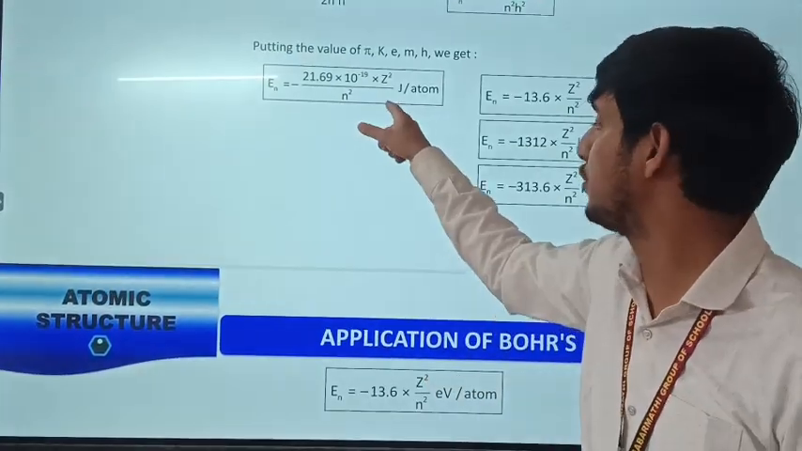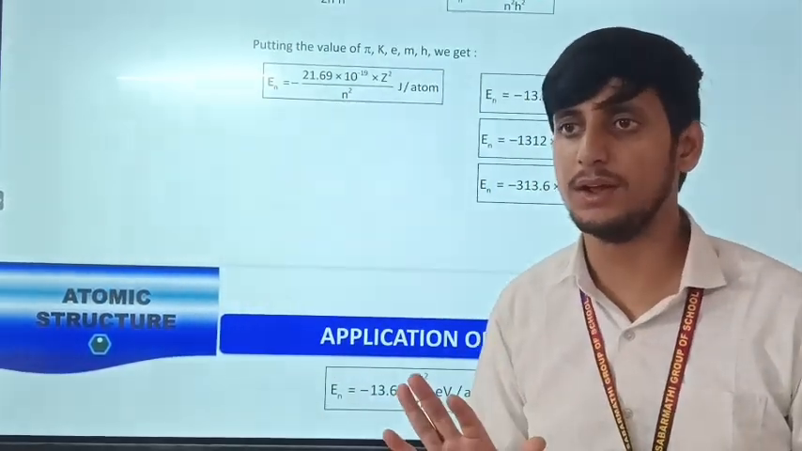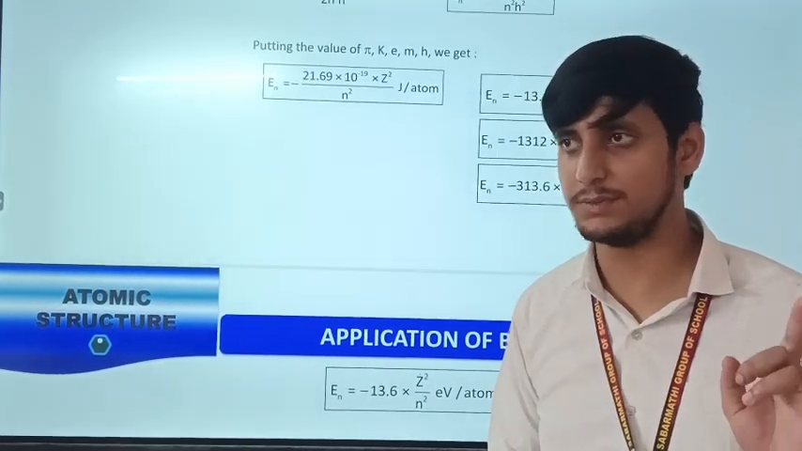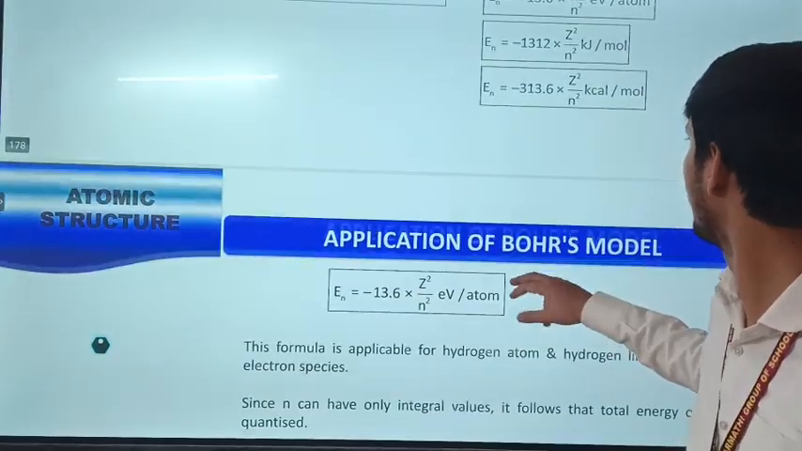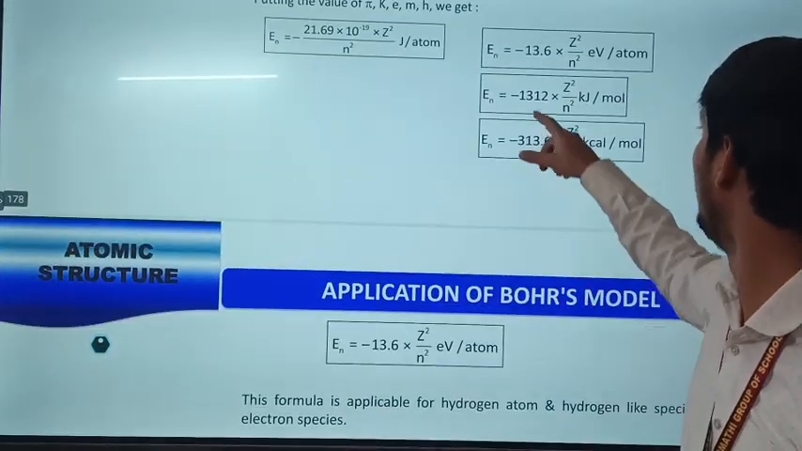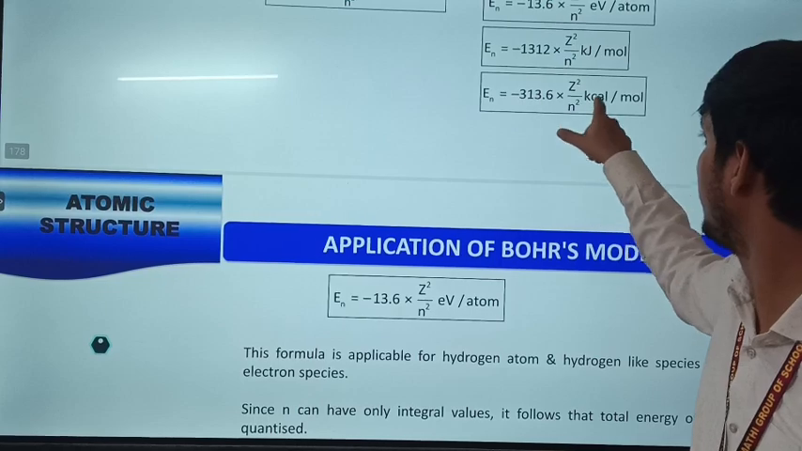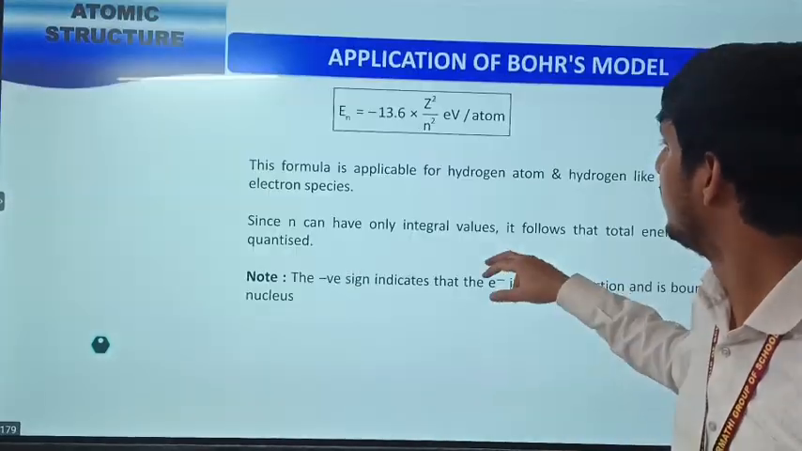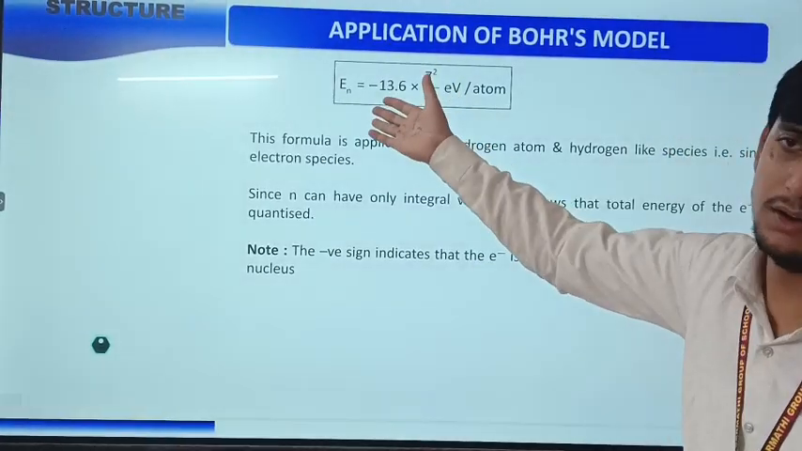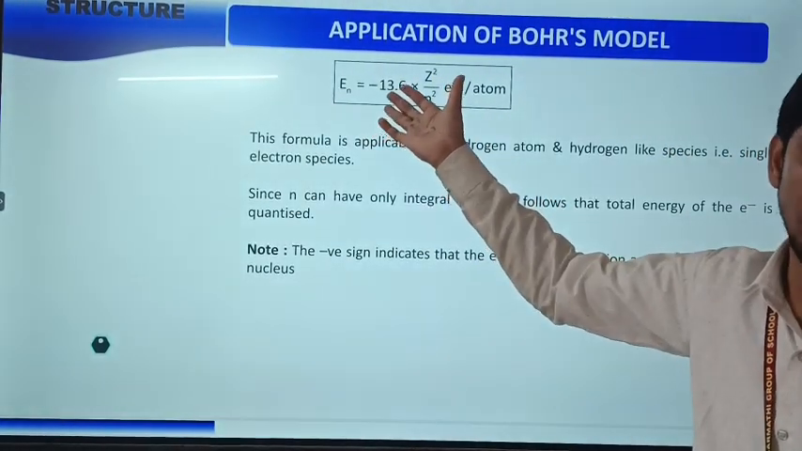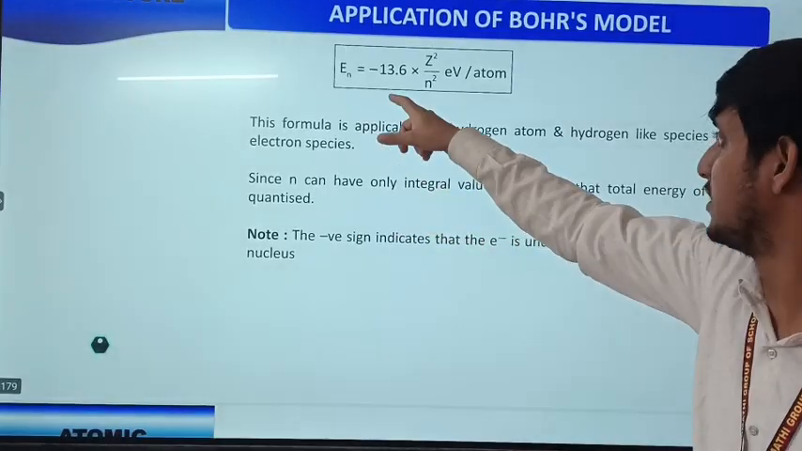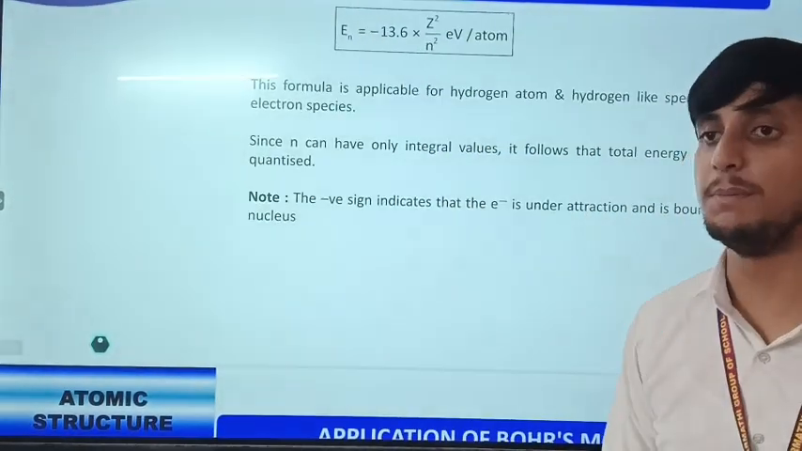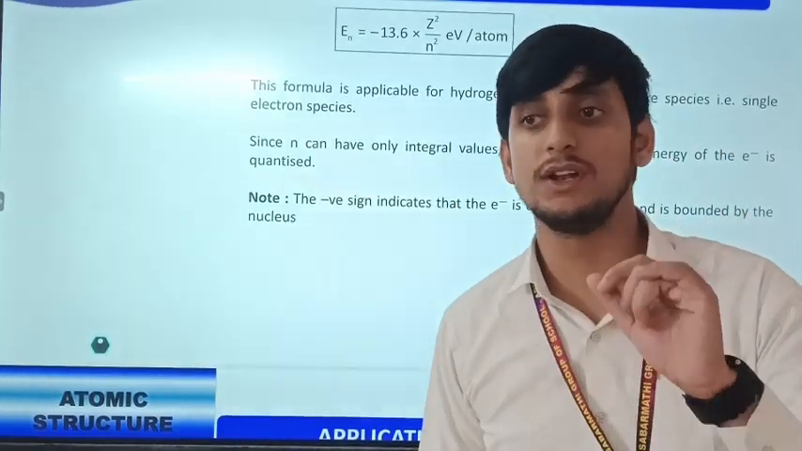Joule to electron volt you can easily convert. Energy unit conversion I explained in the mole concept. Kilocalorie, kilojoule you can convert. This formula, minus 13.6 into Z square upon n square, you have to use for 90% of problems. This formula is applicable only for hydrogen-like species.